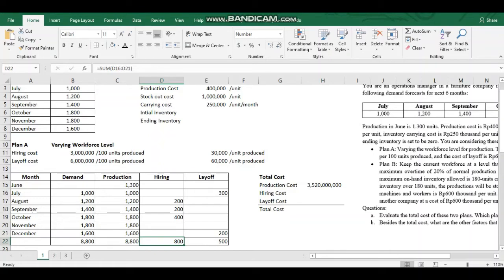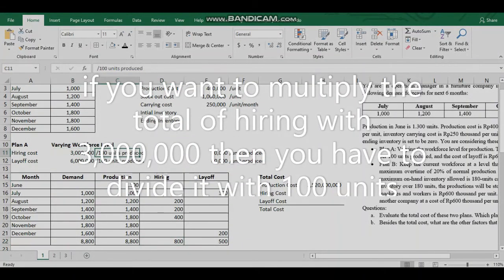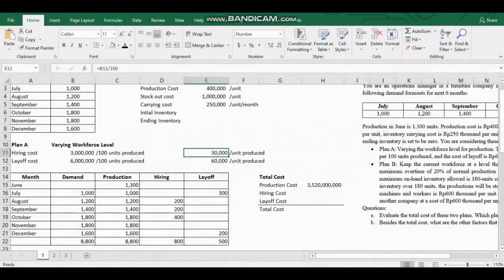Okay, and then for hiring costs, we have to multiply the total of hiring that we have in this table by the cost of hiring. We already calculated the cost per unit produced, so we don't have to use this one, but you could use this one instead if you want. But if you use this number, you have to multiply this number with this number and then divide it by 100, because this cost is per 100 units produced. While since we have already calculated for per unit produced, we could multiply the total of hiring with this number instead.